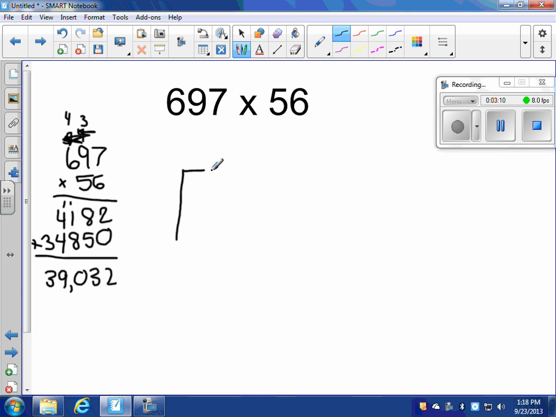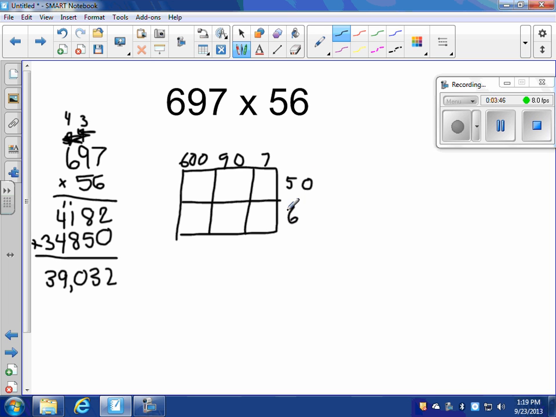So I'm going to draw a box, and this is going to be my grid. And I'm going to break up my numbers into their expanded form. So above this box, I'm going to put 600, and then 90, and then 7. This would work with any number of digits. Here I'm going to put 50 and 6.